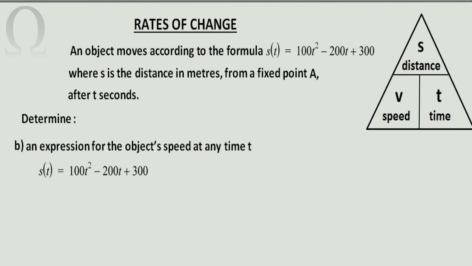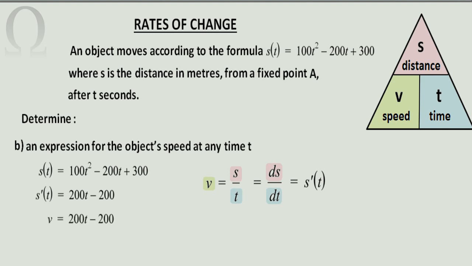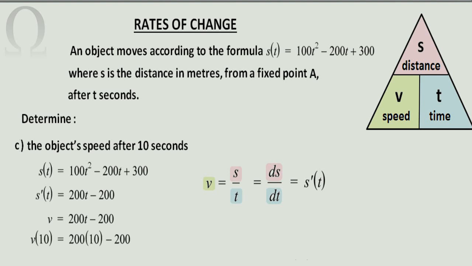Next, we are required to determine the object's speed at any time t. The speed of an object, v, is given by distance over time. The ratio, distance over time, is obtained by differentiating s(t). In other words, the derivative of s(t) gives the velocity of the object. The velocity of the object at any time t is given by s'(t) = 200t - 200. The object's speed after 10 seconds is therefore 200 times 10 minus 200, which equals 1,800 meters per second.